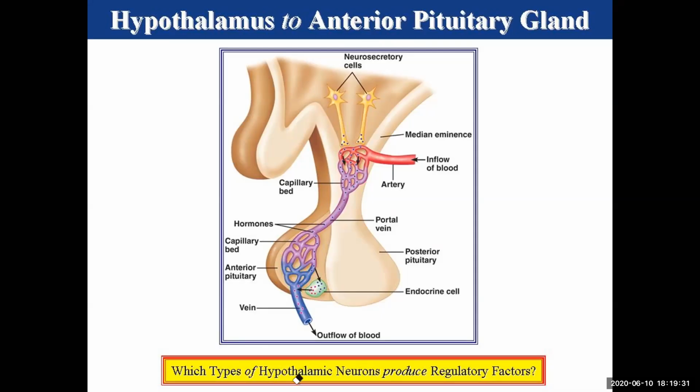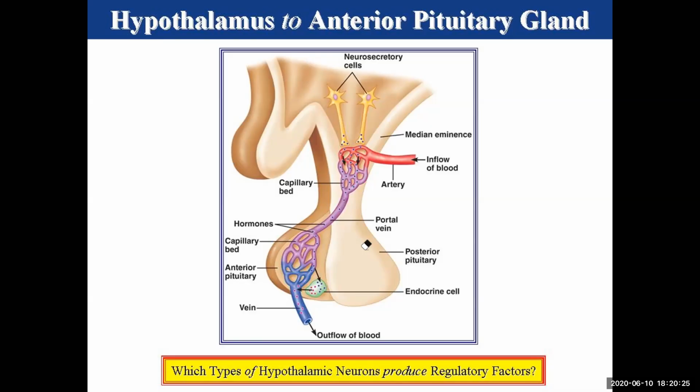So which type of hypothalamic neurons produce regulatory factors? For the hormones, the regulatory factors that affect the anterior pituitary gland, I will accept simply neurosecretory cells. But for the posterior pituitary, there are only two hormones. So I'm going to ask you to know, because the nuclei are different. The two hormones that are produced by the hypothalamus and stored in the posterior pituitary gland are ADH, also known as vasopressin, and the other hormone is called oxytocin.